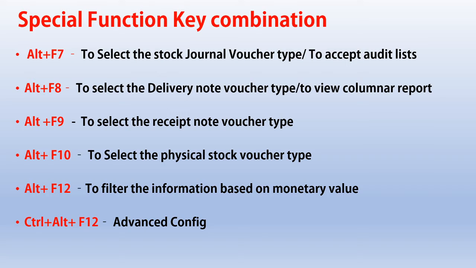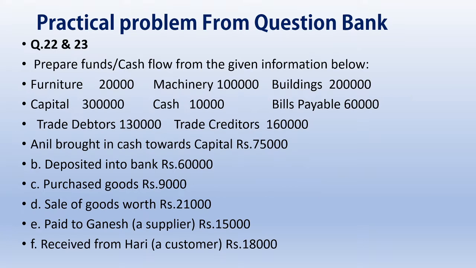Control plus Alt plus F2 is advanced configuration. In configuration, F12 only we can find advanced configuration, and sometimes this may not work, Control plus Alt plus F2, based on the version which we are using. We are using the education version, that's why some of the functions we cannot get. Okay, look at the problem in the question bank, 22nd and 23rd, and we will solve this later. We will understand the shortcut keys.